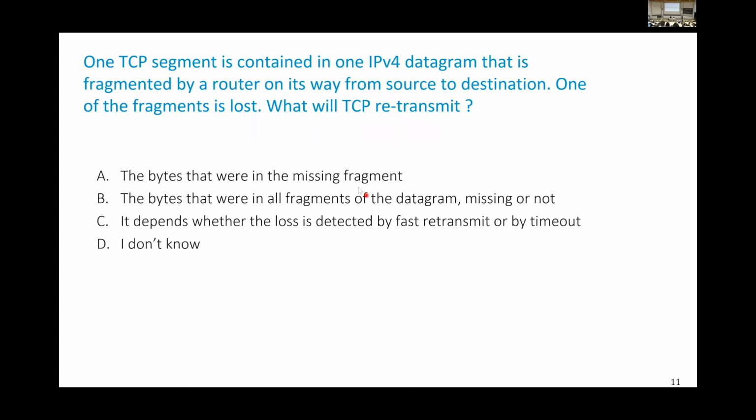So assume we add TCP to this. So we have one TCP segment, which is contained in one IPv4 datagram. In the context of fragmentation, a datagram means an IPv4 packet which has not been broken into pieces. Each of the pieces are also IPv4 packets that are called the fragments here. Assume TCP did something wrong somewhere such that this packet will need to be fragmented and one of the fragments is lost. What will TCP retransmit?